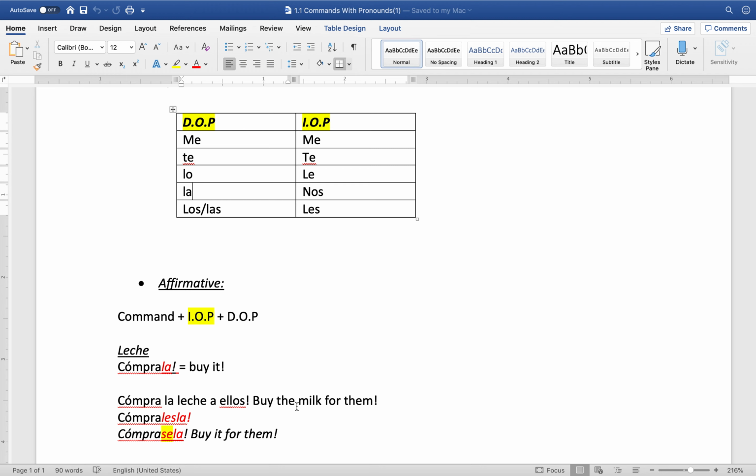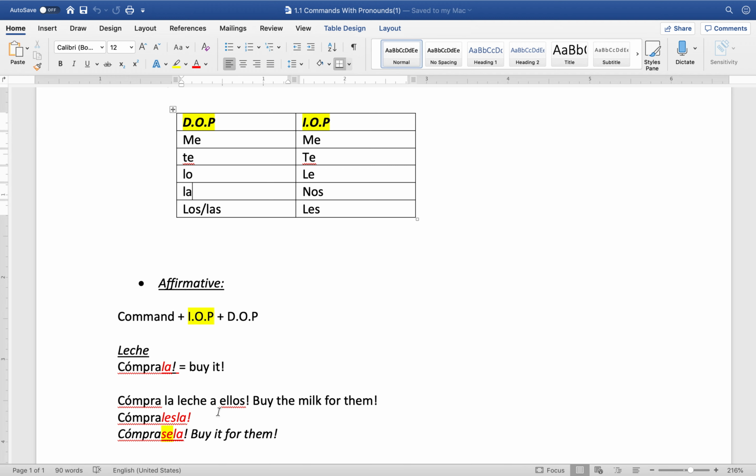So buy the milk for them, which is buy it for them. In English, you use the direct first and then the indirect second. But in Spanish, it's the other way, indirect and then direct, all right? So here, compra la leche a ellos, buy the milk for them.